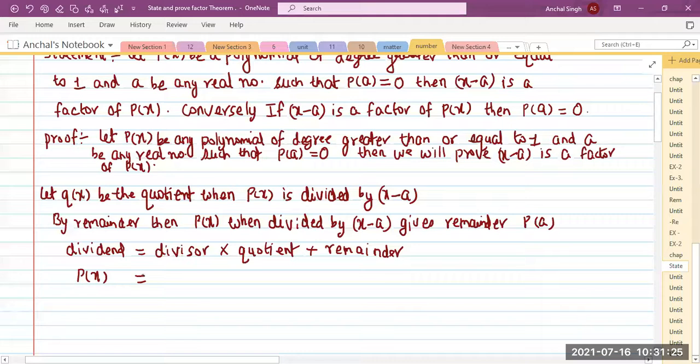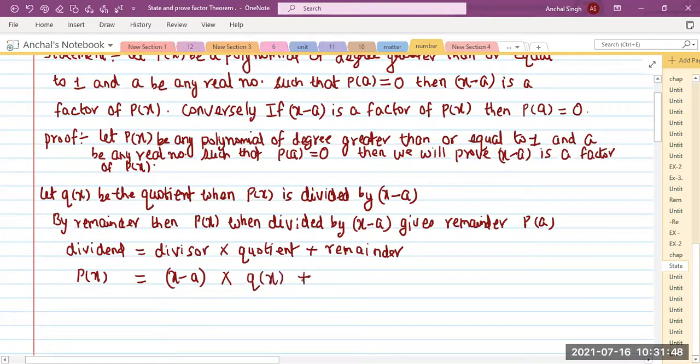What is divisor over here? X minus a. Divisor is x minus a, correct? So divisor is x minus a. What is quotient over here? Qx, correct. Quotient is Qx, very good.